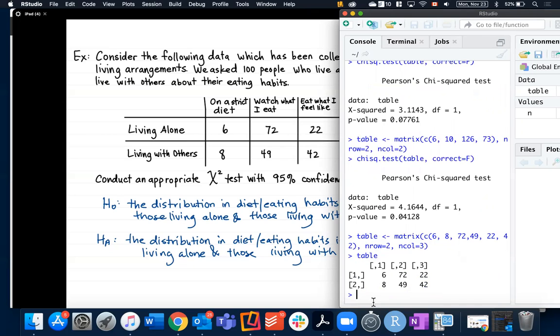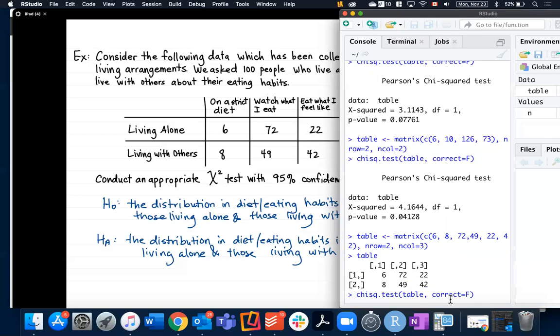Okay. And then our code to run a chi-square test on this is chisq.test. So we're going to run a chi-square test on table. The only caveat is that after table, you have to put correct equals FALSE. There's a correction that they do, especially if it's a small sample size.